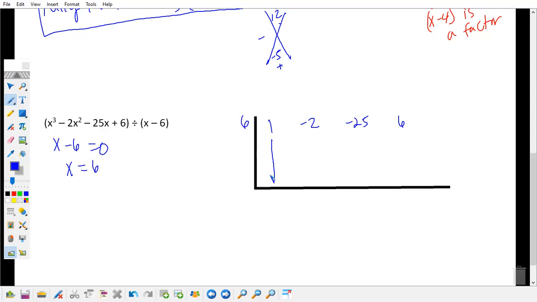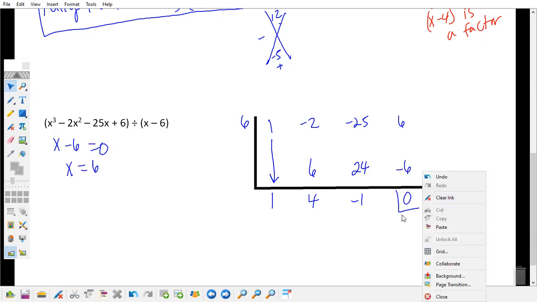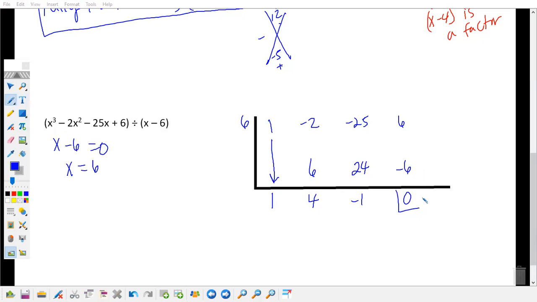To get going, I bring down my leading coefficient, which is 1. We multiply diagonally, we add vertically. 6 times 1 is 6. -2 plus 6 is 4. 6 times 4 is 24. -25 plus 24 is -1. 6 times -1 is -6. And the remainder is 0. What does it mean when the remainder is 0? X minus 6 is a factor.